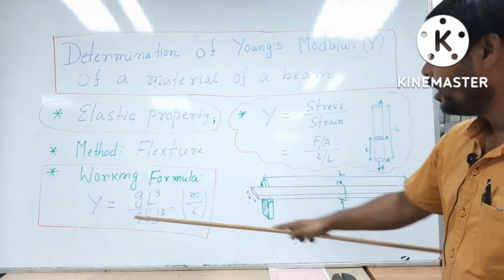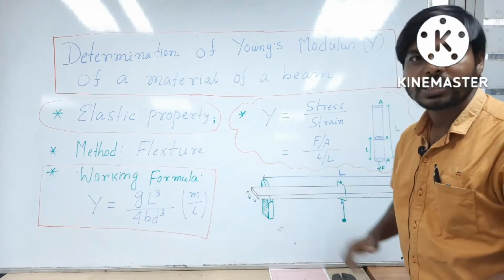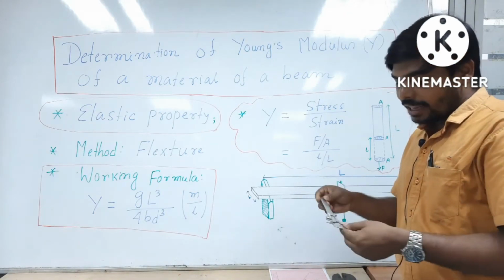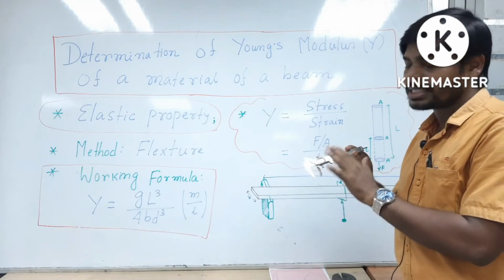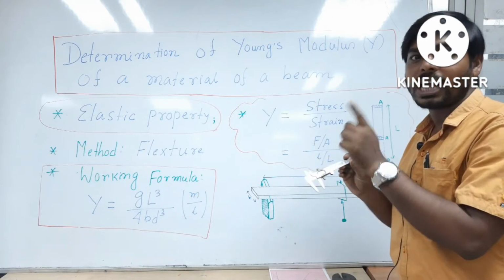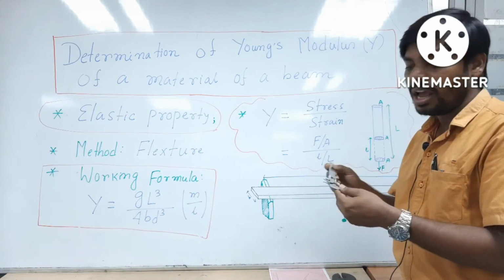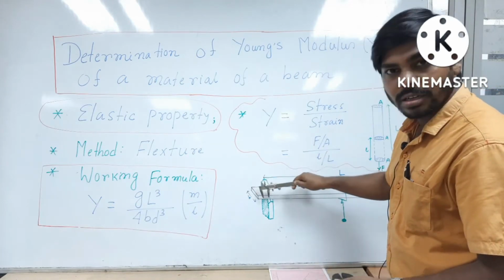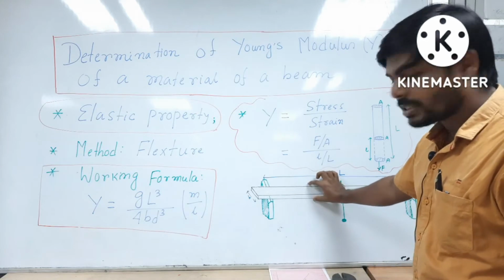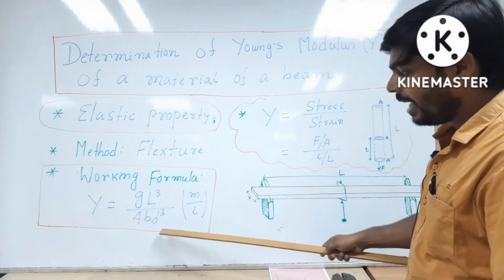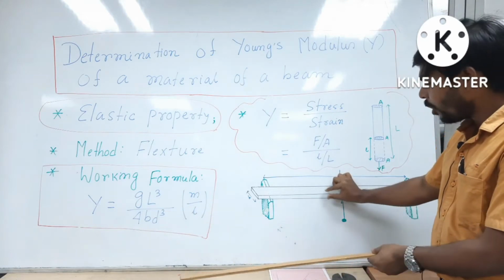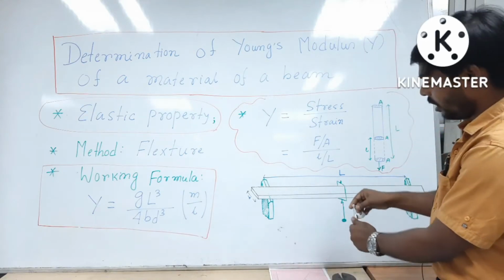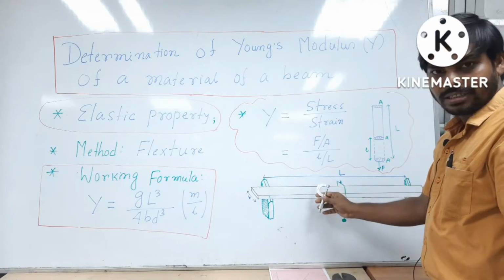Now, what is b? b is the breadth or width of this bar. How to measure that one? For that you have to use the slide calipers. I think that you all know how to use the slide calipers. If you forget, just visit our previous video where we have demonstrated how to use the slide calipers. So, using the slide calipers we can measure this breadth of this beam. Next, what is d? d is the depth of this beam, that is, the thickness of this beam. How to measure that one precisely? We will use the screw gauge, right?